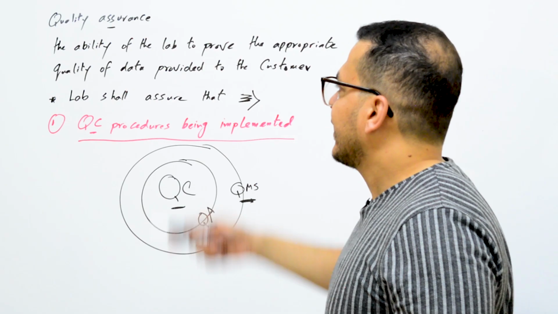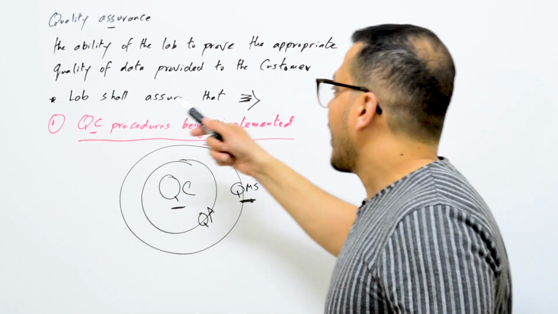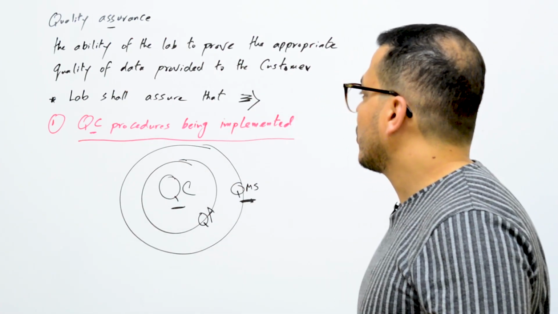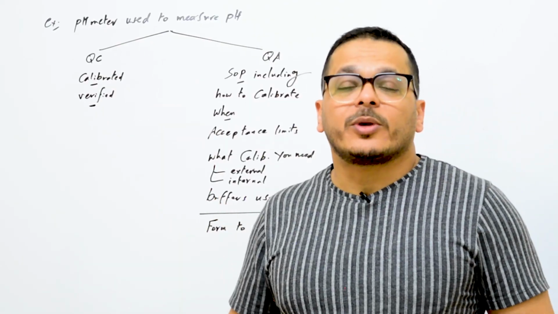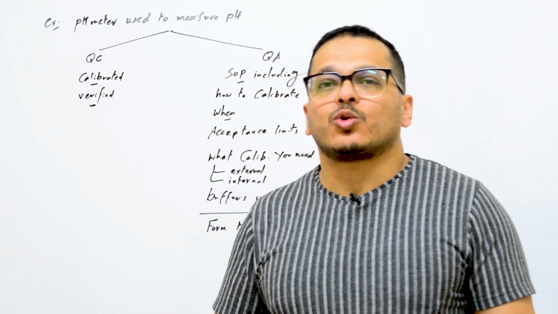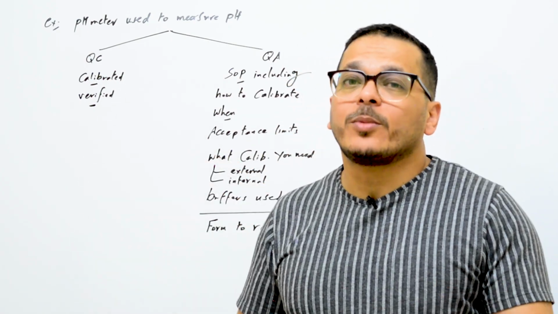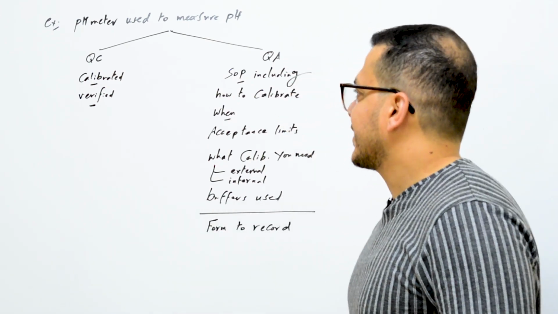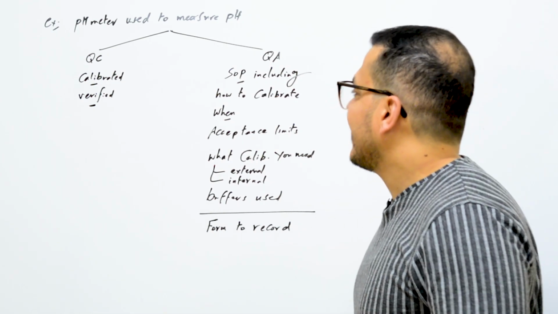So quality assurance is the ability of the lab to prove the appropriate quality of data provided to the customer. The lab shall assure that, first point, quality control procedures are being implemented for any method inside the lab. As an example, we have a pH meter used to measure the pH, and before measuring the pH for samples, you should have a quality control procedure for this equipment. You should calibrate and verify this equipment to ensure its performance before measuring the pH for samples. Calibration and verification, and if there is any maintenance required to maintain the equipment.